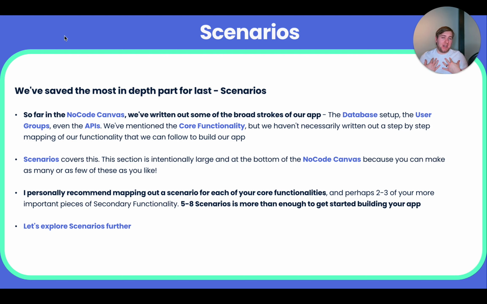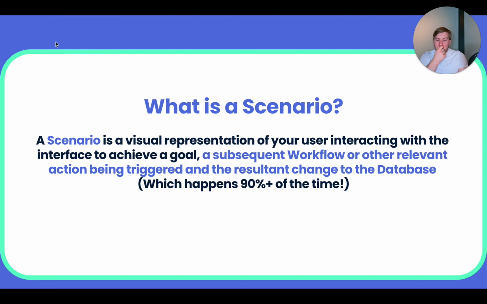5 to 8 in my head is enough to get yourself started, and you can almost think of a scenario as a bit of a to-do list, but any more than 5 to 8, again, you might be starting to go a little bit overkill. It depends entirely on your app, but you could be going overkill. So let's talk about what a scenario actually is. It is a visual representation of your user interacting with the interface to achieve a goal. And when I say visual representation, I really mean a written representation.